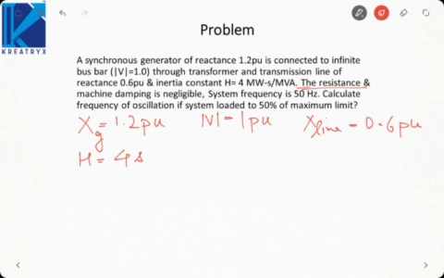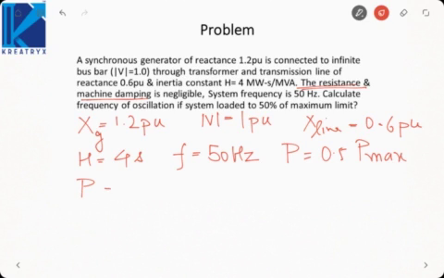I told you why we neglect the resistance and machine damping, because we neglect any such term which will tend to make the system stable. So resistance will also dissipate the energy of oscillation. Same is the case with machine damping. Machine damping refers to the damper bars or damper winding. Then frequency is given to me 50 Hertz. It is saying that the system is loaded to be 50% of maximum limit. We need to find the frequency of oscillation.